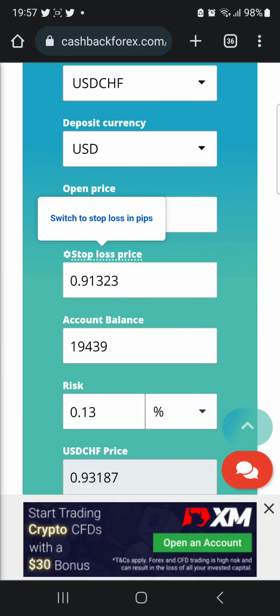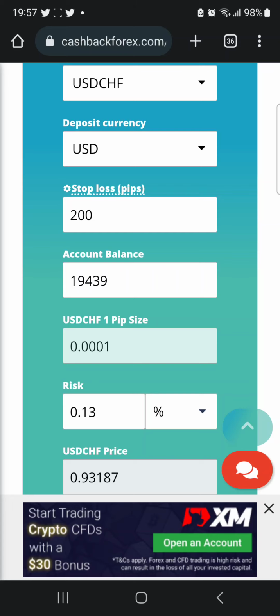Anytime you see that this thing shows stop loss price, please ensure that you click it to show stop loss pips, because we want to put our stop loss in pips and not in price, because in pips it's easier for us. Okay, so you click on it, switch to stop loss in pips. Okay, now we have clicked on stop loss in pips. We now have stop loss in pips back right here.